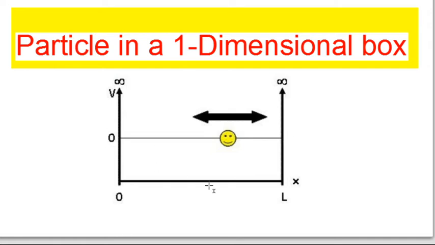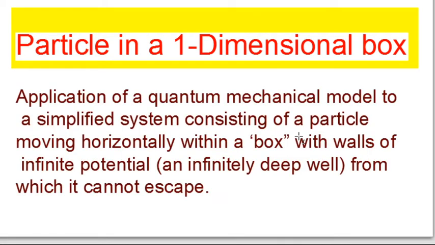So box has a length of L, starting from x is equal to 0, ending at x is equal to L. That is it. That is our one-dimensional box. So we can define the problem, our situation. Application of quantum mechanical model to a simplified system consisting of a particle moving horizontally within a box with walls of infinite potential from which it cannot escape. We can imagine it as an infinitely deep well also.